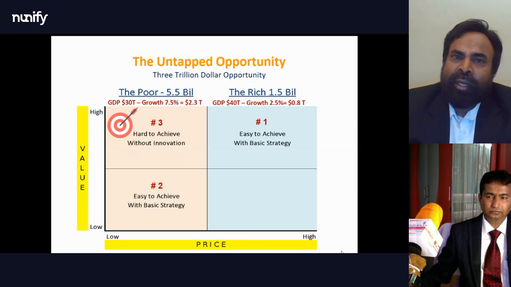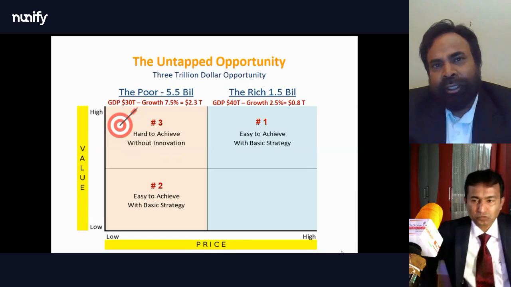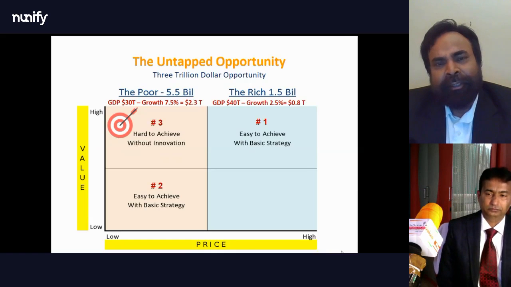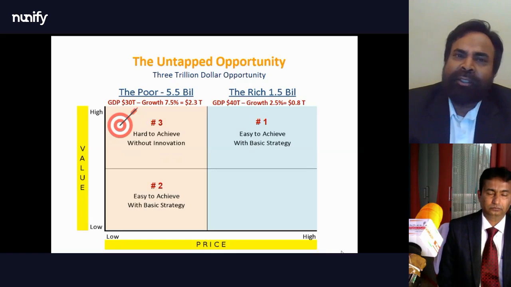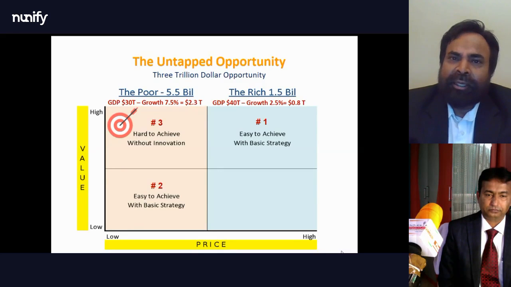But the poor man wants value. He wants to be treated equally. He wants affordable products, right? And of high value at a reasonable cost. But you can also see on this chart that there are 5.5 billion people who are poor, and they're growing. Their economies are growing at 7.5%, a great opportunity for businesses. And then you have the rich people, who are declining. The 1.5 billion rich people in the Western economies are growing only at 2.5%.